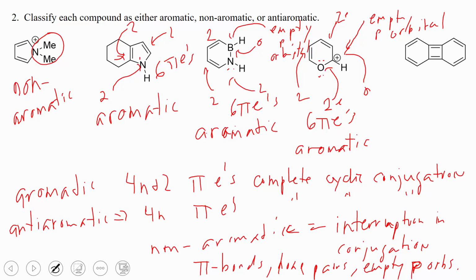Okay, all right, and this one is kind of interesting. Here we have 4 pi electrons in complete conjugation. We're going to call it anti-aromatic. Okay, that's one way to look at it. We can also look at it as a further conjugated system.